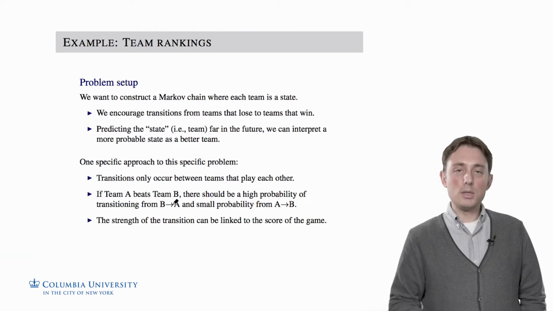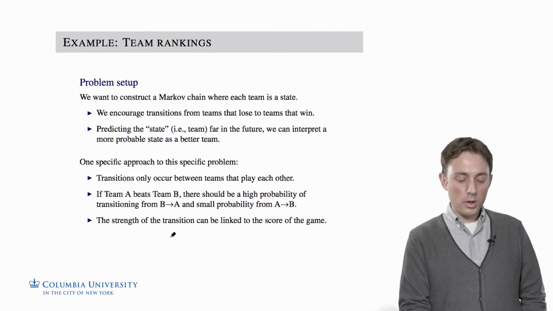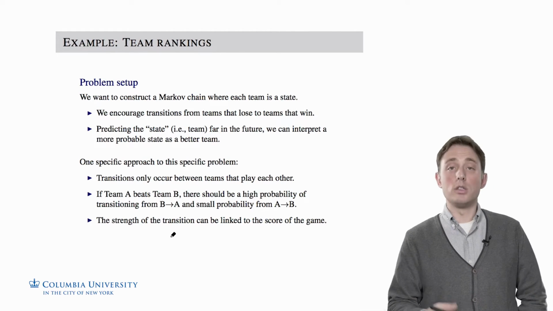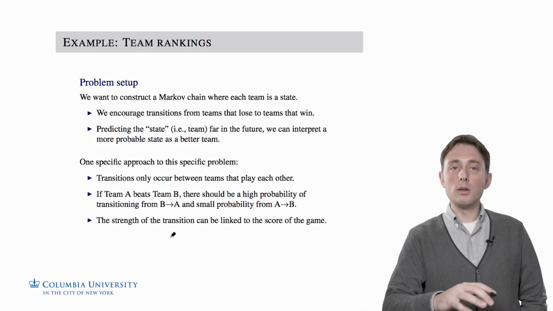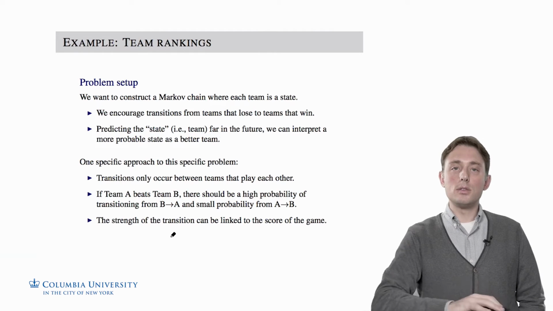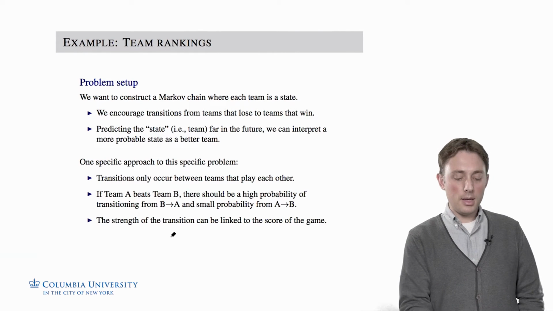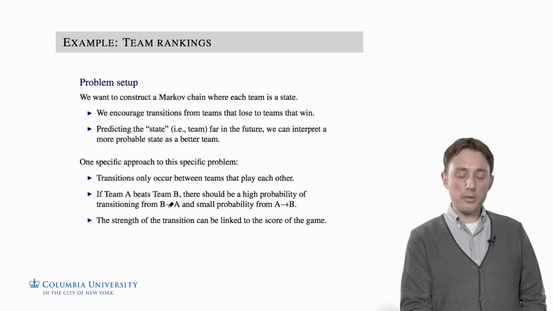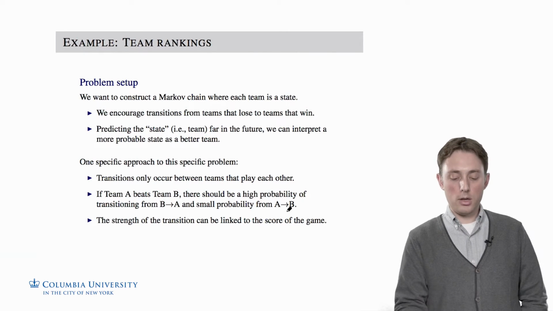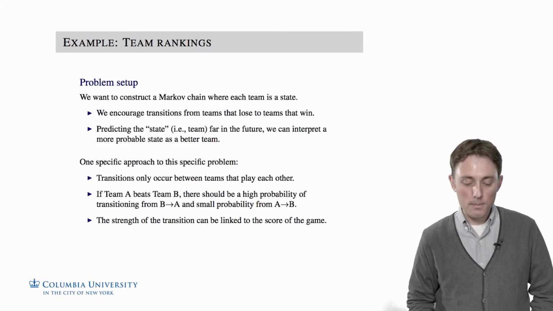And there are many ways we can create rules about these probabilities. One thing we can do is take into consideration the score of the game. So if it's a close game, that will make it a weaker skewing. Whereas if one team beats another team by quite a bit, then the transition will be very biased. Going from B to A will be much higher than going from A to B. So these are arbitrary modeling choices that can be made.